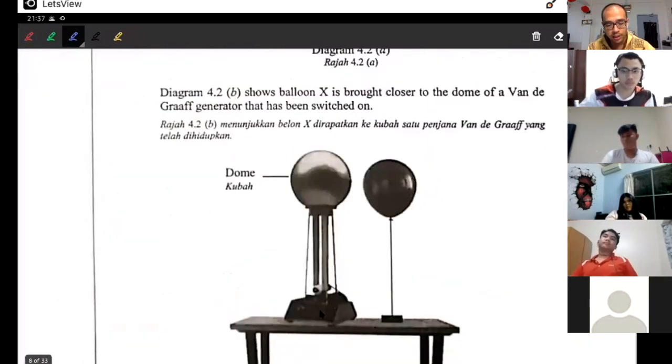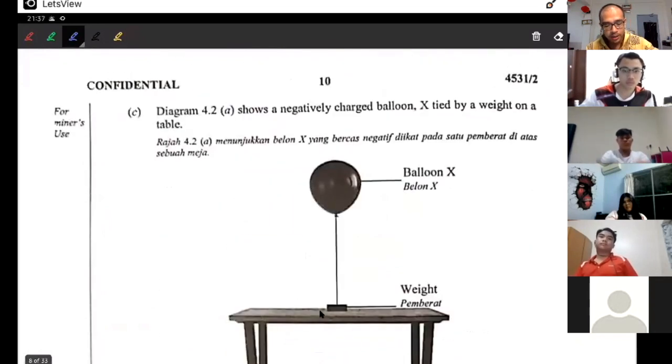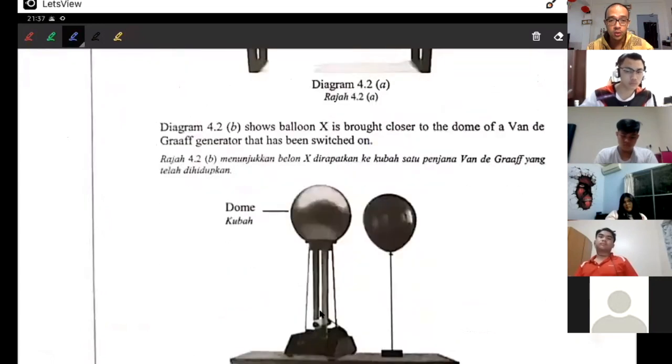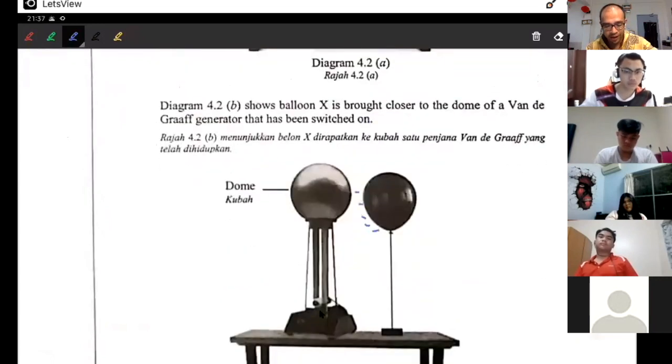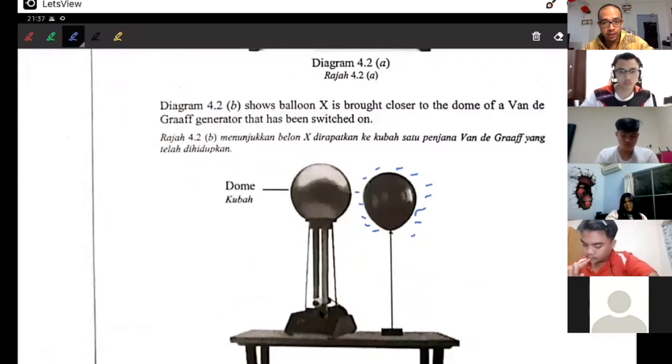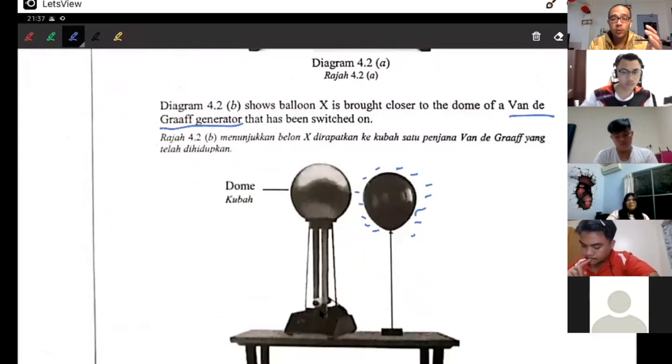If this is negatively charged, means that everything around here is negative. So this will all be negative. When the Van de Graaff generator has been switched on, this one you kind of need to remember. When you switch on the Van de Graaff, all the positive charges will gather here.